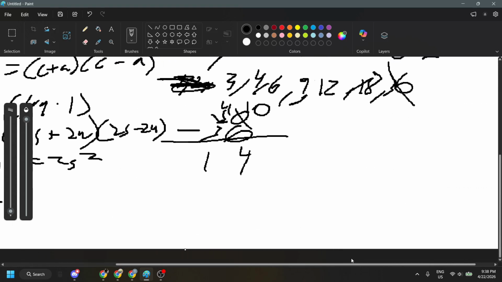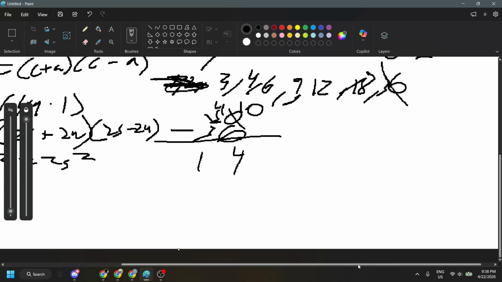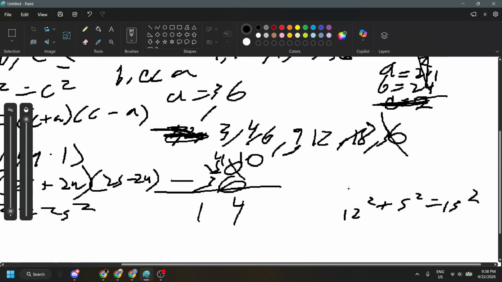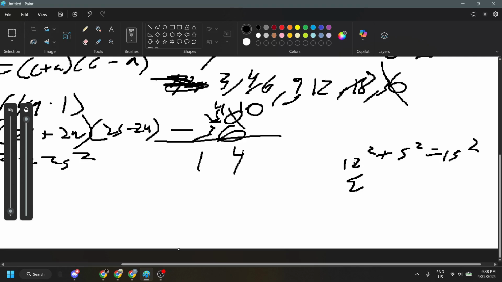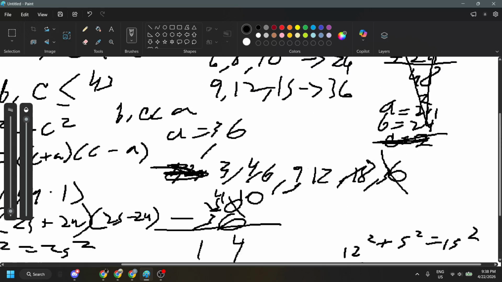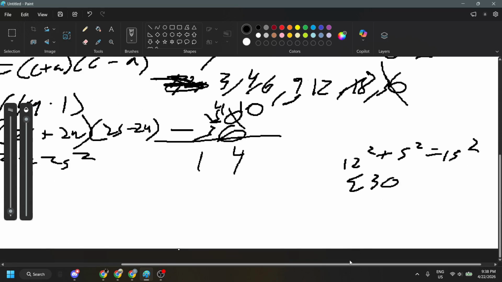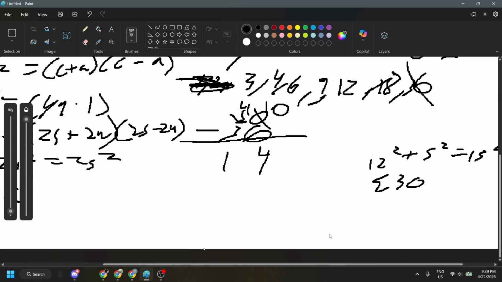I think there's one with 13. 13 and 12 maybe? 169 minus... Yeah, that's 25. So 12 squared plus 5 squared is equal to 13 squared, which means the perimeter here, sum is 25 plus 5, 30. This can work. 60 can't.